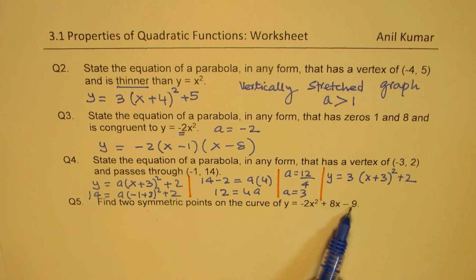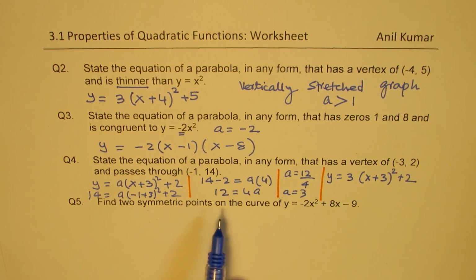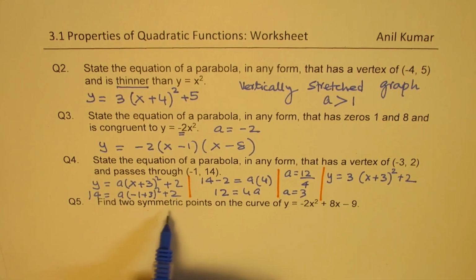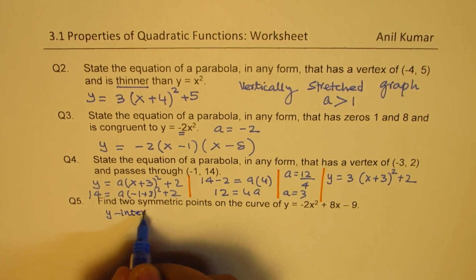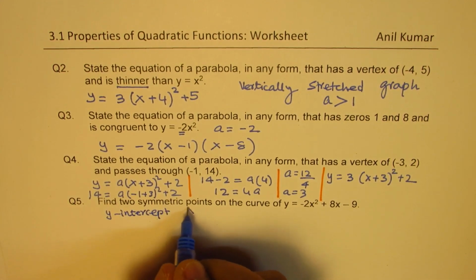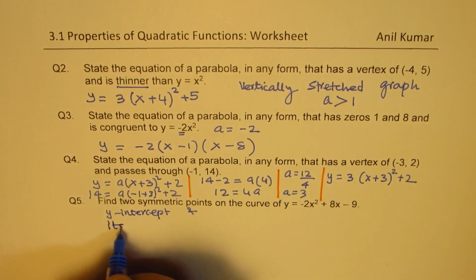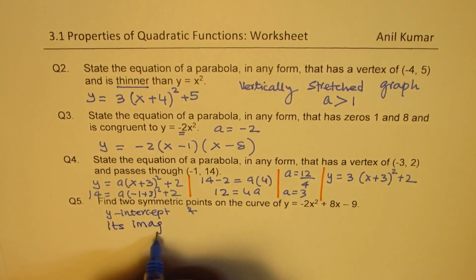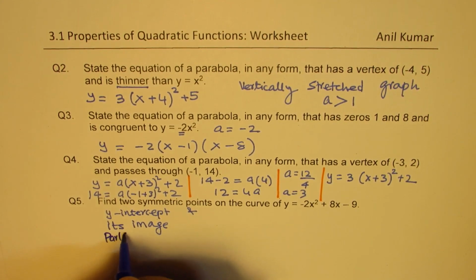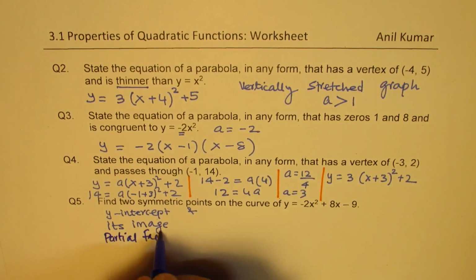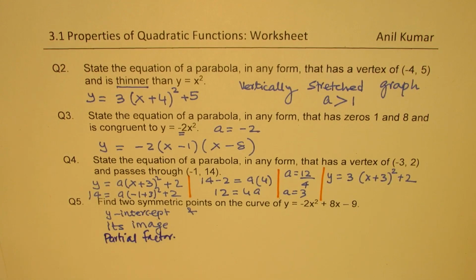2x minus 6. Now symmetric points are the points which are same distance away from the axis. So the best symmetric points are, you find the y-intercept, right, and its image. So that you get in partial factored form, right? So when you write it in partial factor form, you get that, correct? So that is what is required. So I hope you understand the concept.